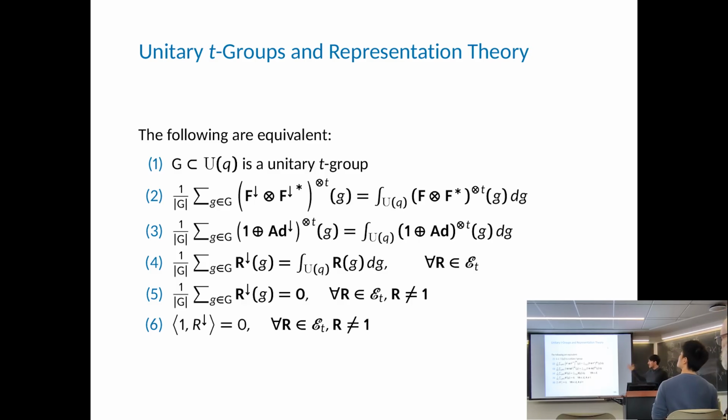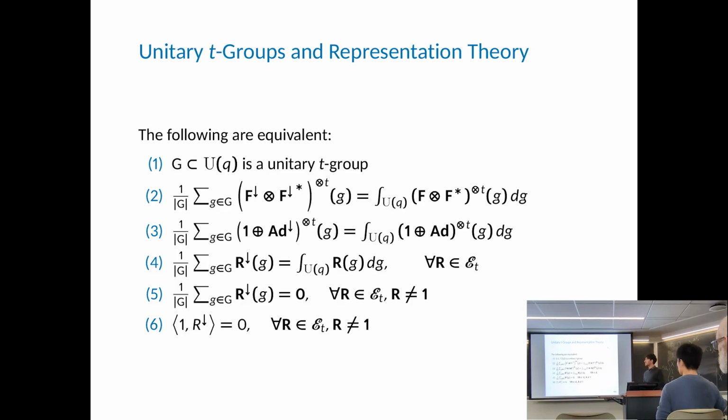So let me define for you what a unitary t-group is. Okay, so a t-design is a finite approximating set for something. On the right-hand side here, you have basically a Haar measure, where you're integrating over the entire unitary group. And that's hard because you're performing a big integral.